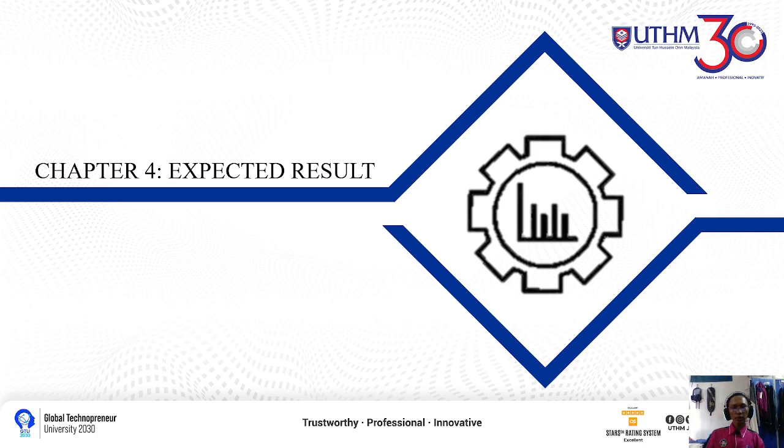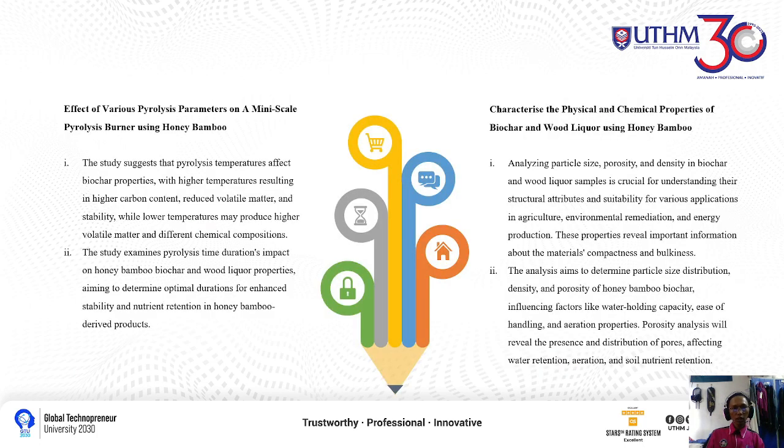Chapter 4, Expected result. Effect of various pyrolysis parameters on a mini-scale pyrolysis burner using honey bamboo. The study suggested that pyrolysis temperature affected biochar properties, with high temperature resulting in a high carbon content, reduced volatile matter, and stability, while lower temperature may produce high volatile matter and different chemical composition.